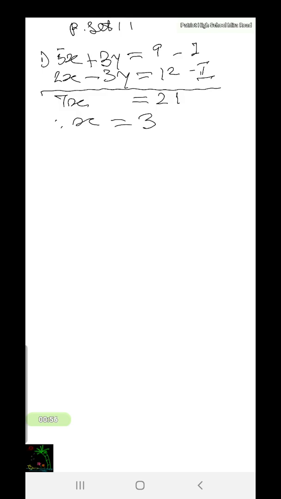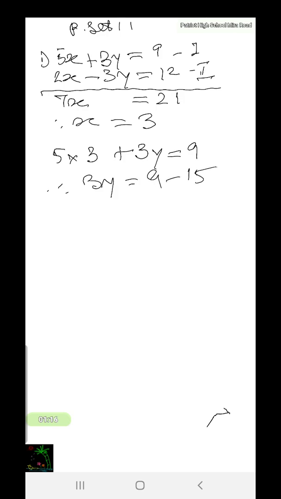Substituting the value of x in equation 1, we have 5 multiplied by 3 plus 3y is equal to 9. Therefore, 3y is equal to 9 minus 15, which is minus 6. Therefore, y is equal to minus 2. So, the solution is x is equal to 3, y is equal to minus 2.